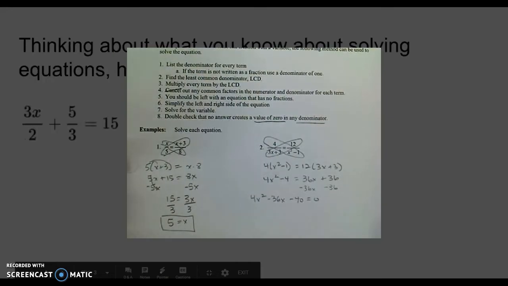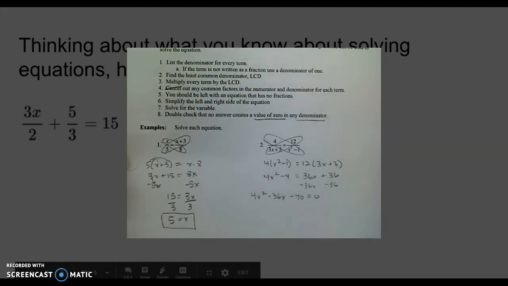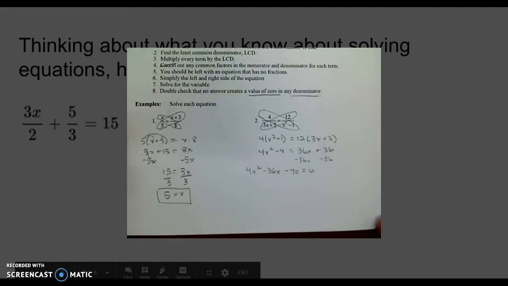So let's check your work. If you multiply the cross products and simplify, you recognize maybe that you have an x squared term, which means that this is a quadratic. And so we're going to follow our procedures for solving a quadratic equation.